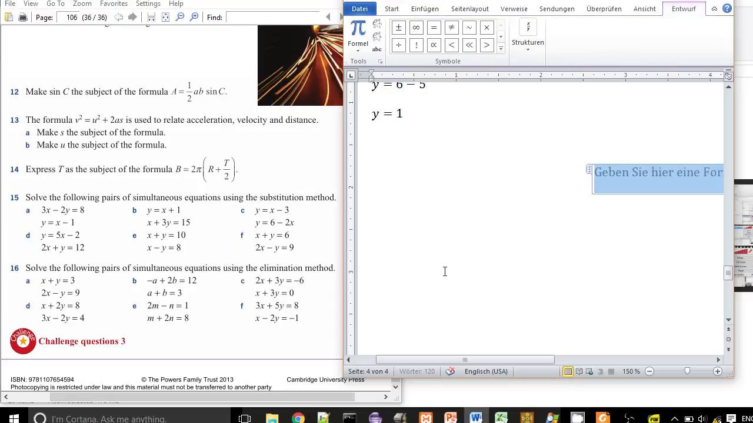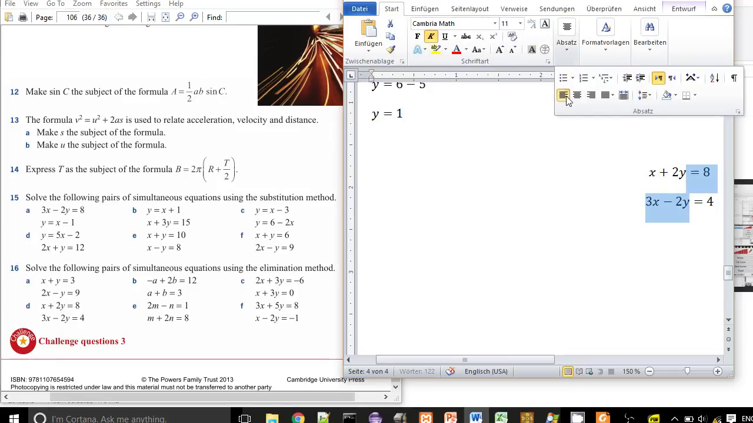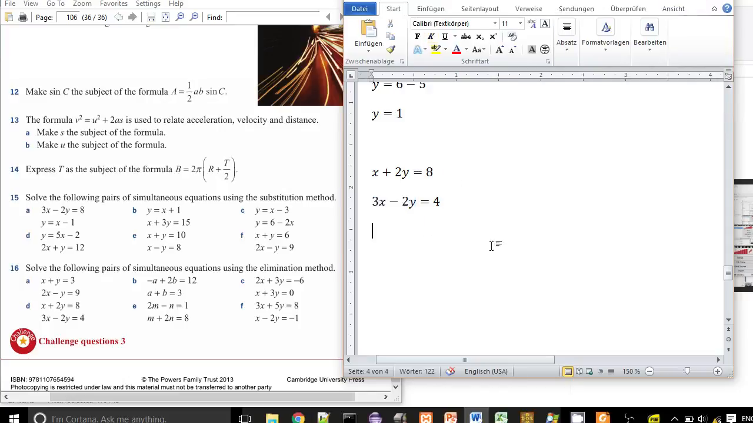Okay, let's try, doesn't matter, let's try D. It looks tricky. 3x minus 2y equals 4. Let me put them over on the left. Now let's see, we look for matches.